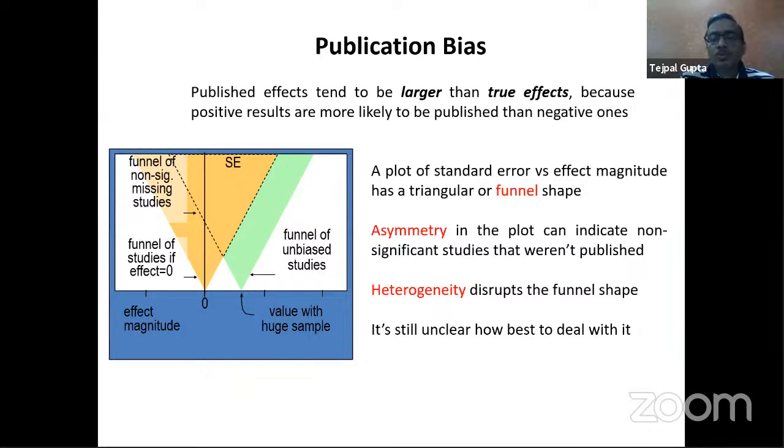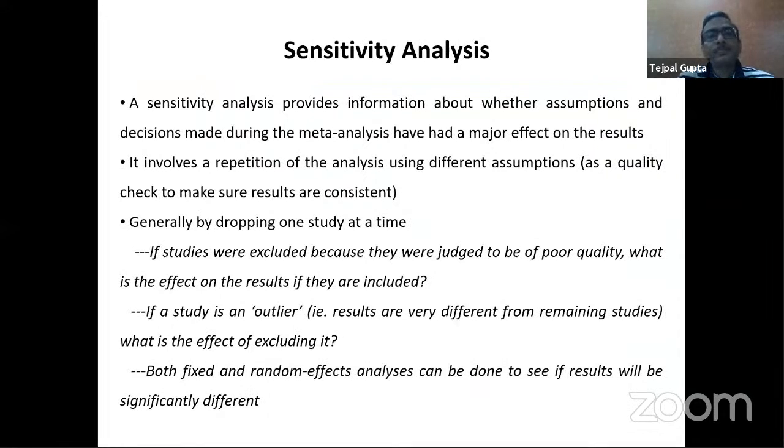It's still not very clear how to best deal with it. You can just report the presence of a publication bias. You cannot correct for the publication bias.